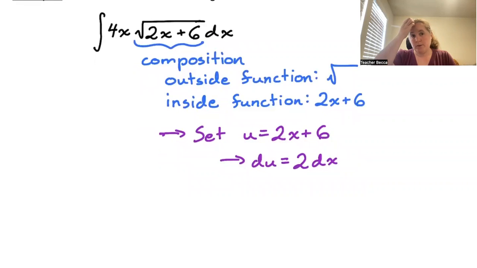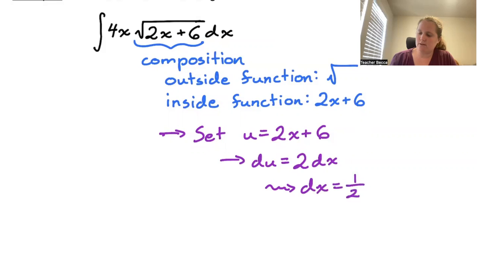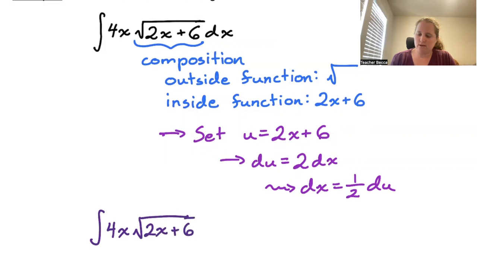And of course this means that dx is 1/2 du. So we can start with our substitution. We have the integral of 4x times the square root of 2x plus 6 dx is equal to the integral of 4x times the square root of u times 1/2 du.